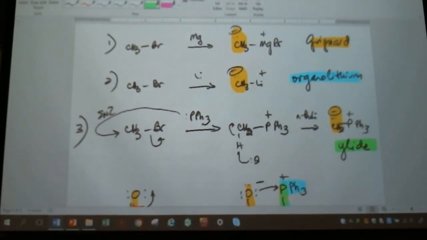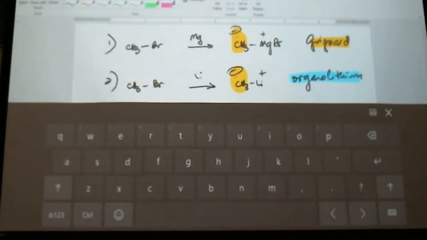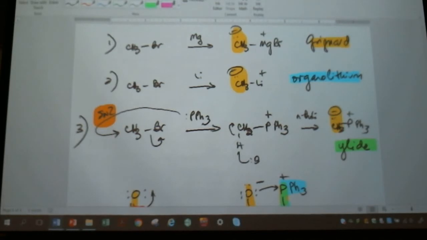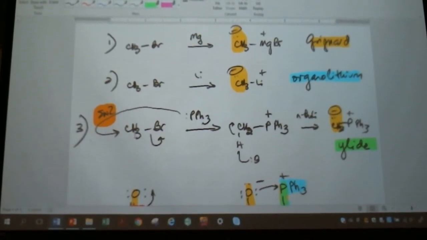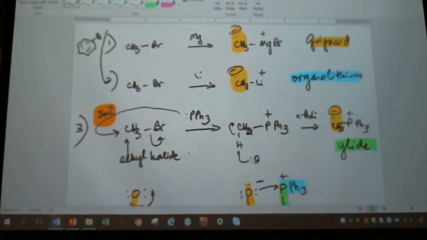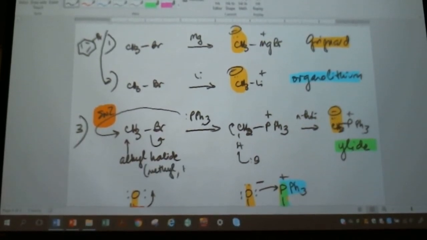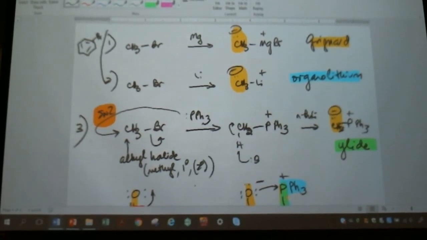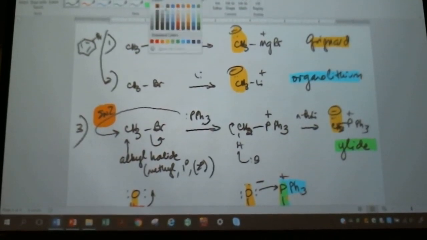One important difference in here is the fact that this is an SN2 reaction. So if this were a chiral carbon, then I would be, well, first of all, unlike Grignards or organolithiums, where I could start from this and form a Grignard or an organolithium, that's not an option with an ylid. It must be an alkyl halide. And not just any alkyl halide, but methyl, primary, perhaps a secondary, certainly not a tertiary. So that is different.